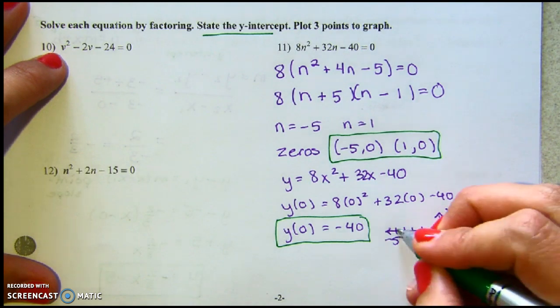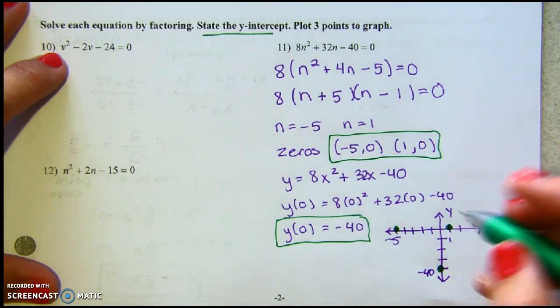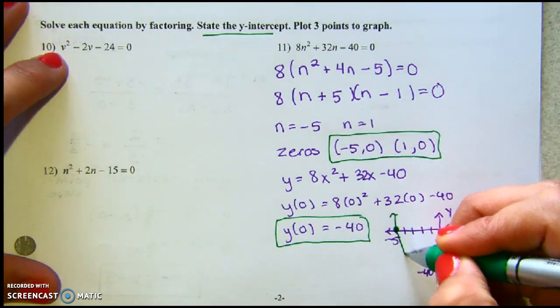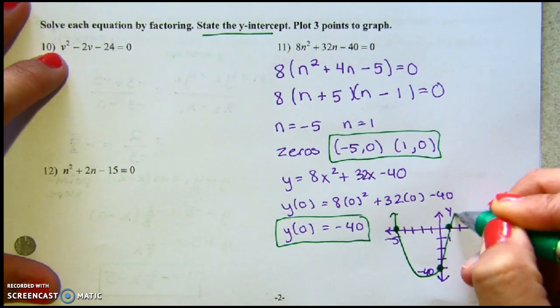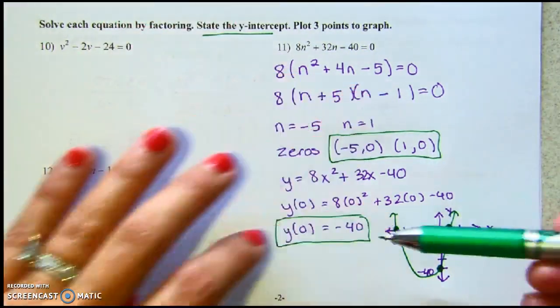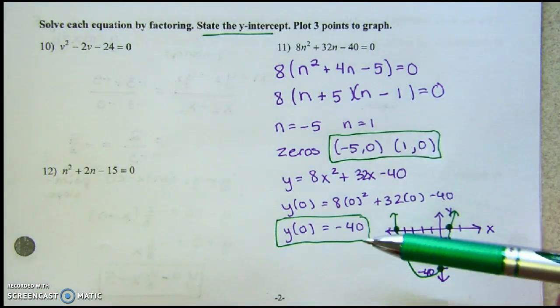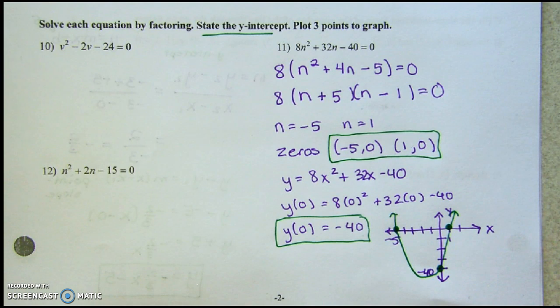1, negative 5, those are the zeros, and this is the y-intercept, and it's a positive parabola, so it's going to look something like this. That's all. Just do you know that these solutions go on the x-axis and the y-intercept goes on the y-axis. Okay, so the zeros, the y-intercept, and the graph are all part of that question.